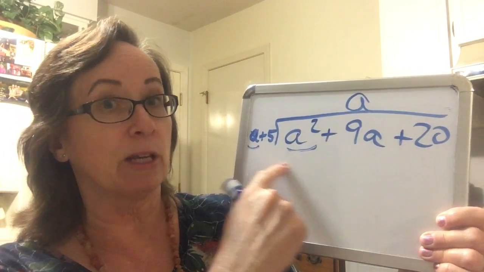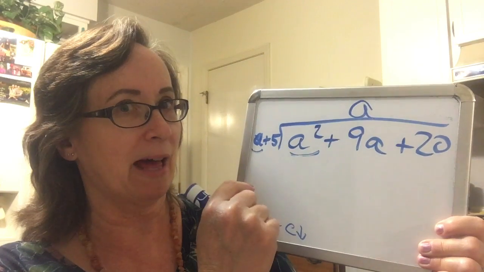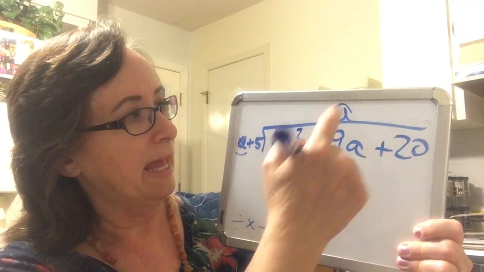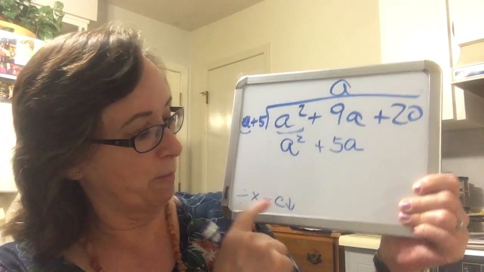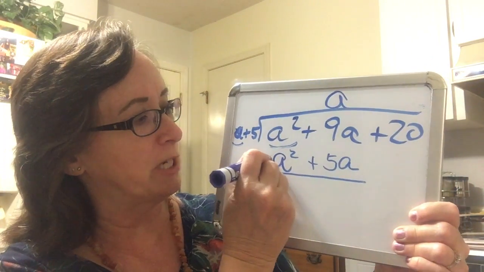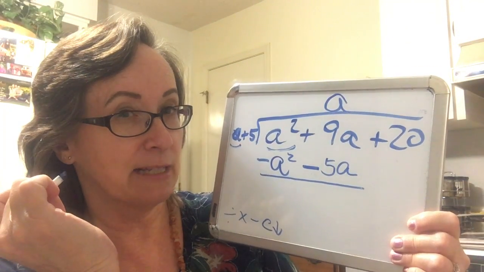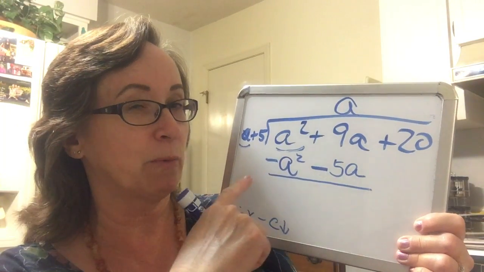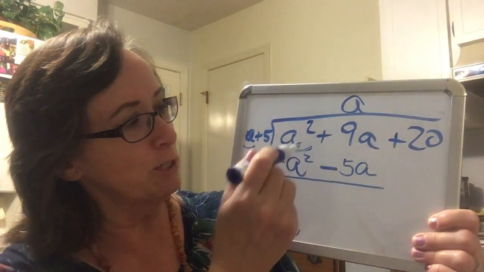We divided using only one part of the divisor, but when we multiply, we will use both. So a times a is a squared. A times 5 is 5a. Remember, we're subtracting, and to subtract a polynomial, we change the signs and add. Subtraction is addition of the opposite. So when we're dealing with a polynomial that we want to subtract, we change all the signs and then we can add.